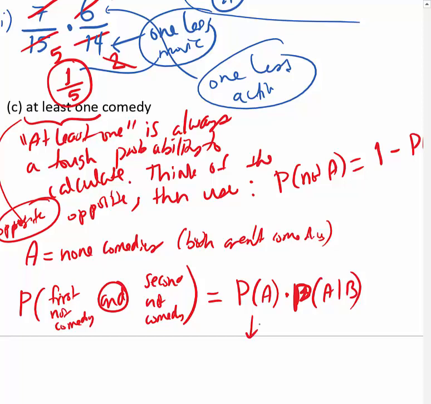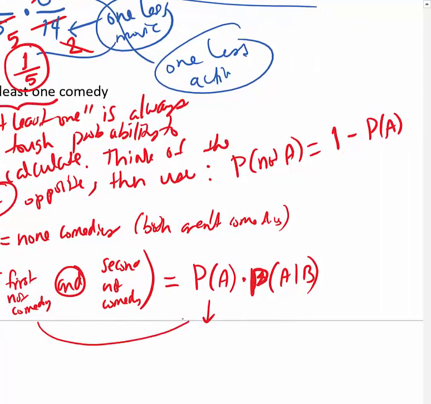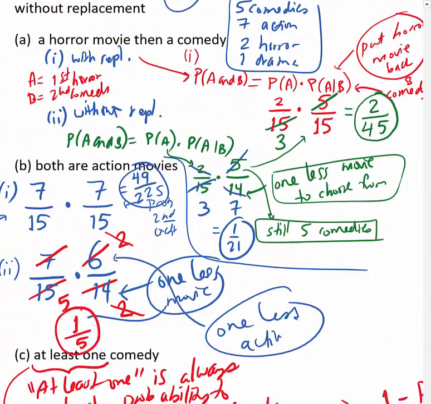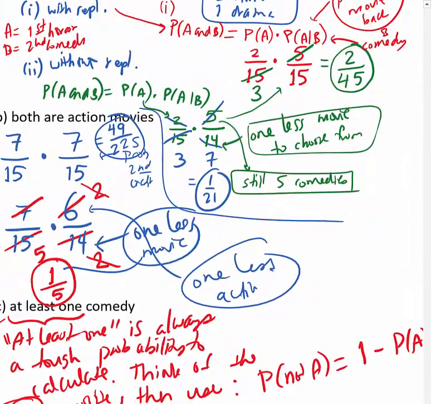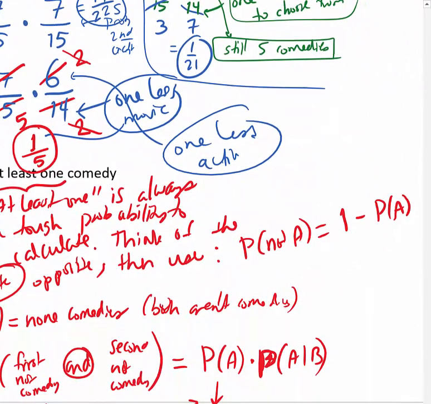So let's see, okay, probability of A, that's the first not being a comedy. So it'd be, okay, there are 15 movies total. And then we want to know how many are not comedies. Comedies. Let's see, how many were comedies? There were 5 comedies. So the rest of them, 15 minus 5 is 10. The rest must be not comedies.